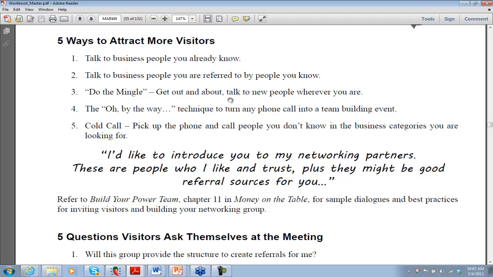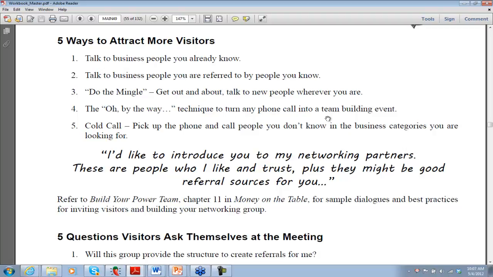Now, they may or may not be in a relevant category, but the idea is that you get out, you talk to people, you know the business categories you're looking for, and you can implement number 4, which is the oh, by the way technique. This is an extremely powerful technique that can turn any phone call and any live interaction into a team building event. And I'm going to show you some of the language that we can use for the oh, by the way technique. It's a very simple technique, and it goes something like this.